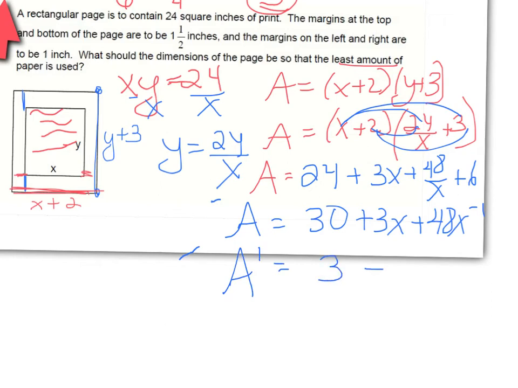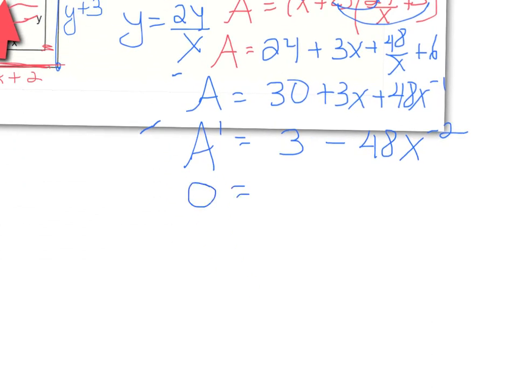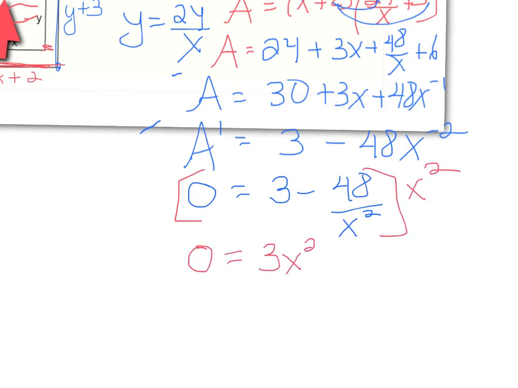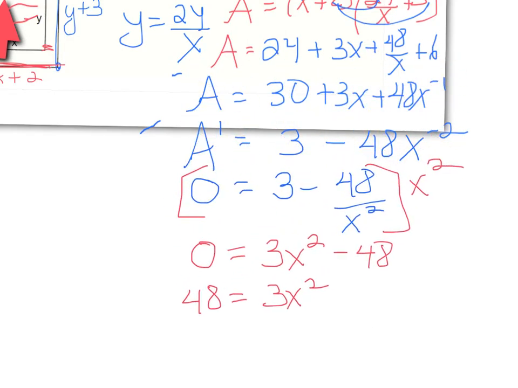So that's 3 minus 48x to the -2. We're going to set it equal to 0. I'm going to put the x to the negative 2 back in the denominator. I'm going to multiply every single term by x squared so that we don't have a fraction anymore. I'm going to move the 48 to the left. Divide by 3. So we get 16 is x squared.